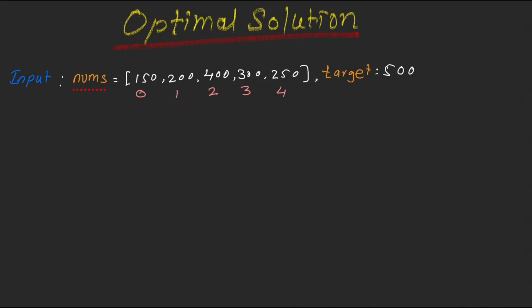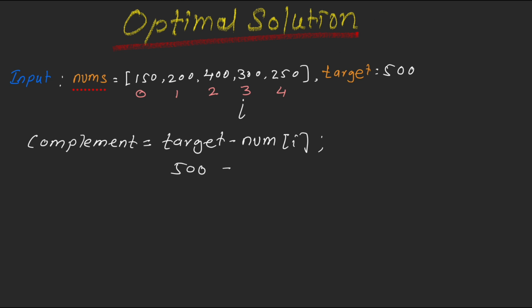The key insight for a faster solution is this. Instead of searching for the second number for each nums[i], what if we could instantly know if the complement exists and where it is? The complement is the number we need to reach our target. If nums[i] is our current number, then complement is equal to target minus nums[i]. For instance, if i is pointing to 300, then the complement is equal to 500 minus 300, which is 200.